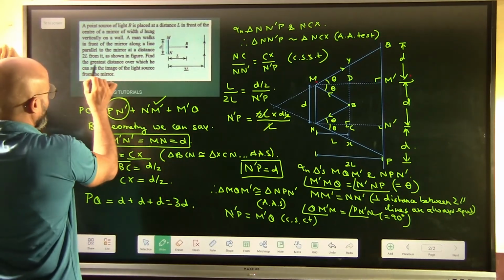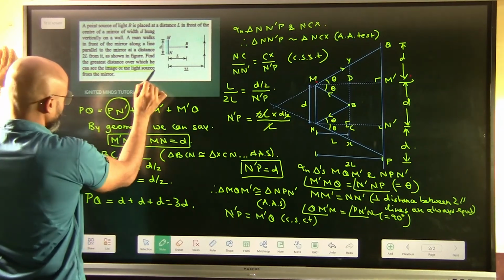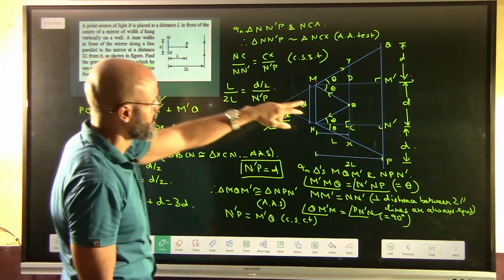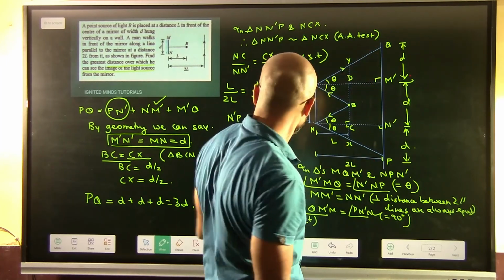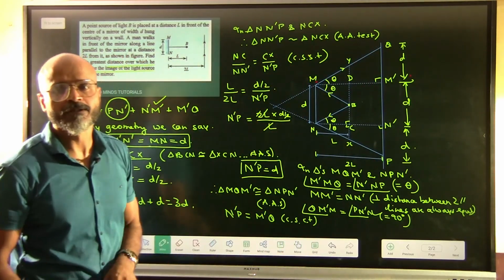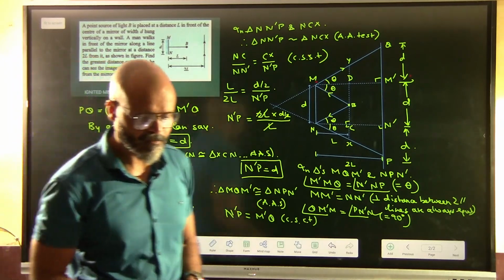Find the greatest distance over which the man can see the image of the light source. The greatest distance is basically equal to 3D. I hope this is clear, people.